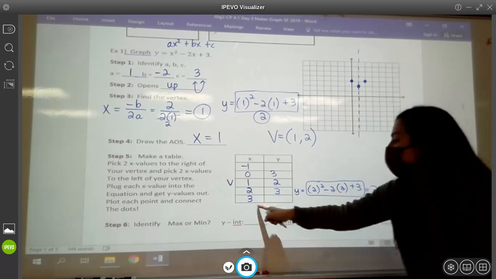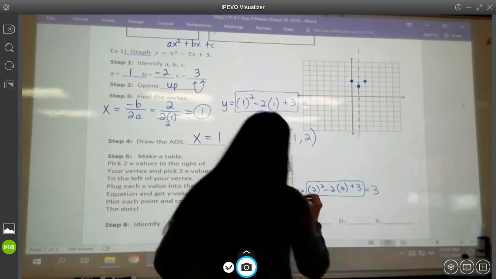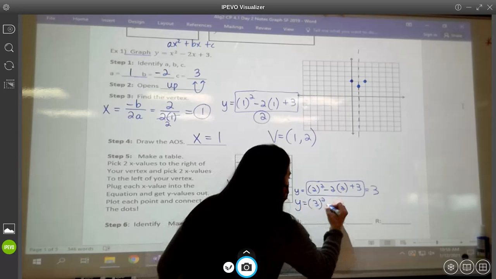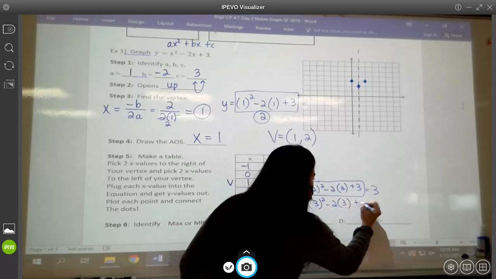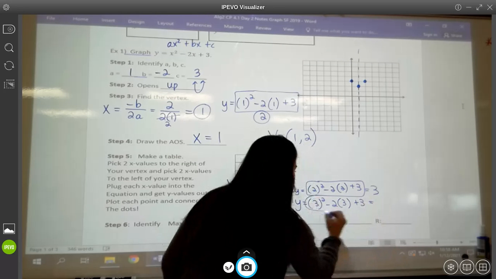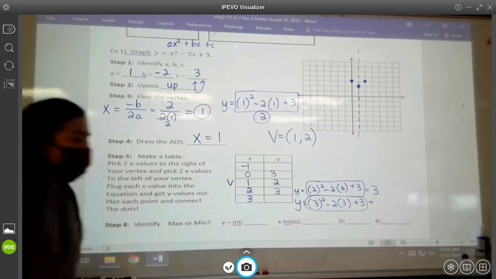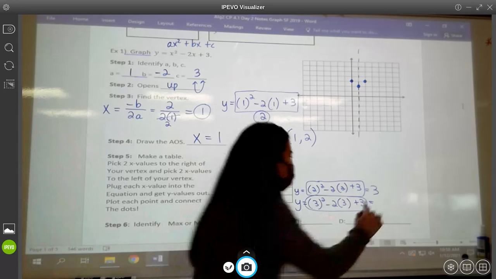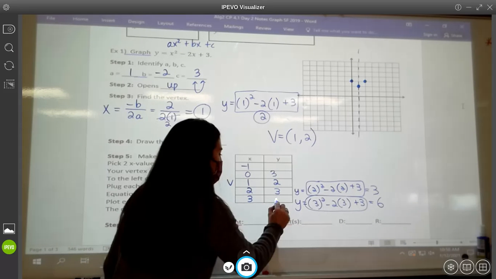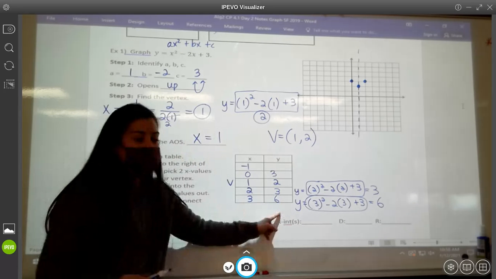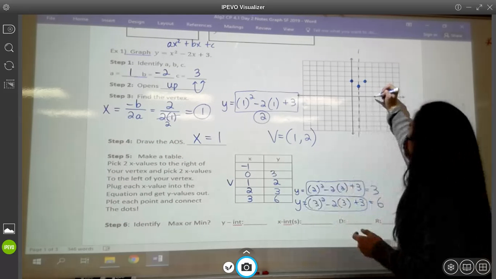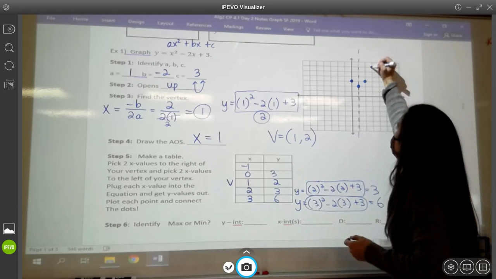All right, now I'm gonna plug 3 in and see what number comes out. I'm gonna plug 3 in and square it, minus 2 times 3, and then plus 3. Plug that right into your calculator and see what number comes out. It's gonna be 9 minus 6 is 3, plus 3 is 6. So that means the point 3, 6 is on your parabola. So plot it. Right 3 and up 6.